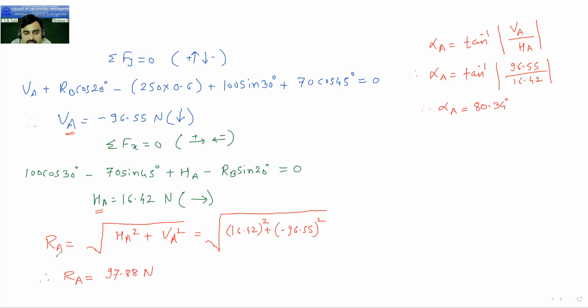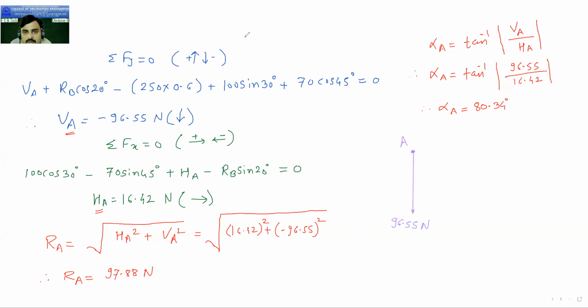For this resultant, we should show RA and the angle alpha A. For this, we need to draw the diagram. So arbitrarily, I am taking one point here. This is my point A. Now see here, at point A, VA. What is the value of VA? 96.55. But VA is moving downward. So I will show the VA which is moving downward. So this is the VA. As it is moving downward, there is no need to write the minus. We have already shown it as downward.